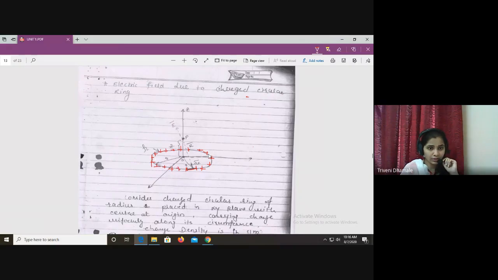Now in this case, point P is on the z-axis, where we want to calculate the electric field strength. The point P is here. Okay, so what is the first step? First of all, write the vector direction, in which direction your vectors or lines of force are acting. Charges are here, so obviously from the charge towards the point, your vector direction is like this.